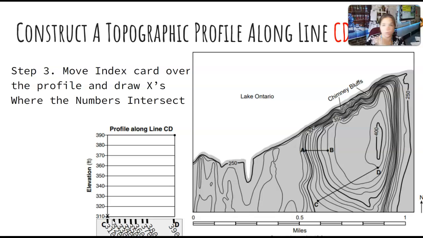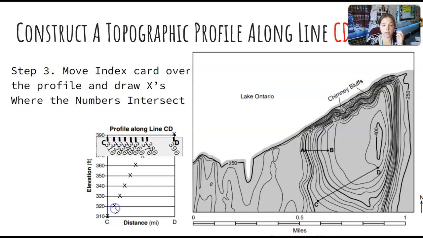Once I've completed all the ones that are possible, I'm going to move that page and slide it up. And once I slide it up, I will then mark, keeping C at 310, or right here on this line, I will mark 320. And then I'm going to keep doing that for all lines.